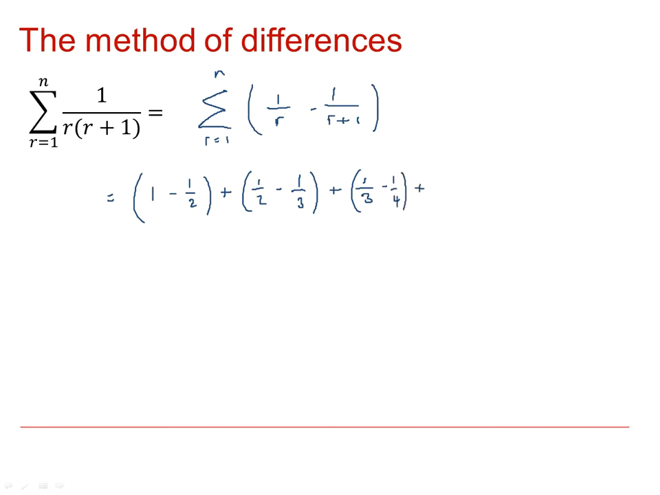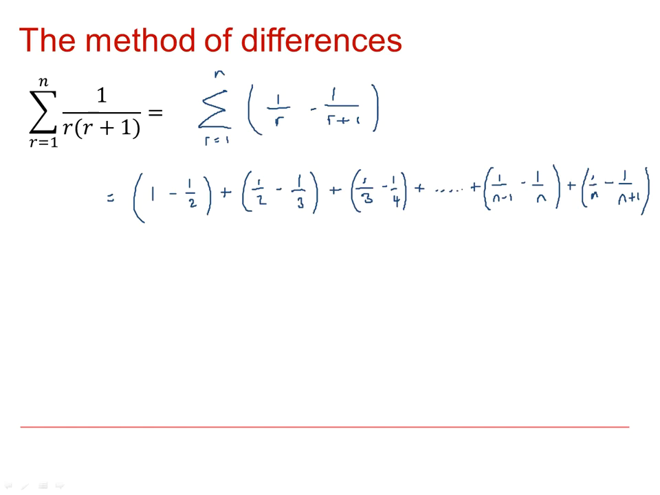And we can keep going until we get to the penultimate term, which will be 1 over n minus 1 minus 1 over n, and the final term 1 over n minus 1 over n plus 1.